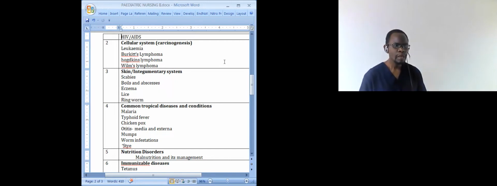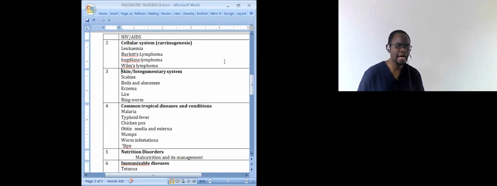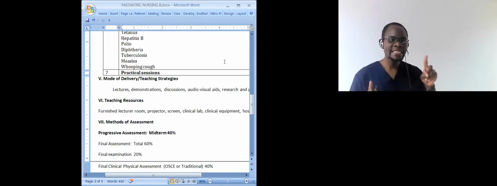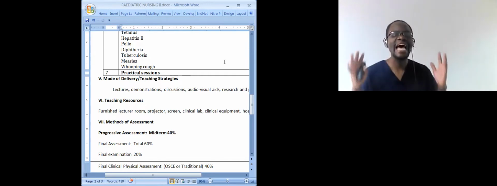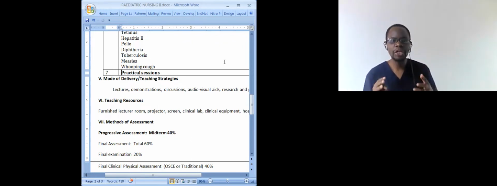We shall move on to look at immunizable diseases, tetanus, measles, whooping cough, among other conditions. Now, you realize, if you have noted, most of these conditions we have actually covered. We have just finished with control of communicable and non-communicable diseases, and these things are not new. So, what does that entail you to do?